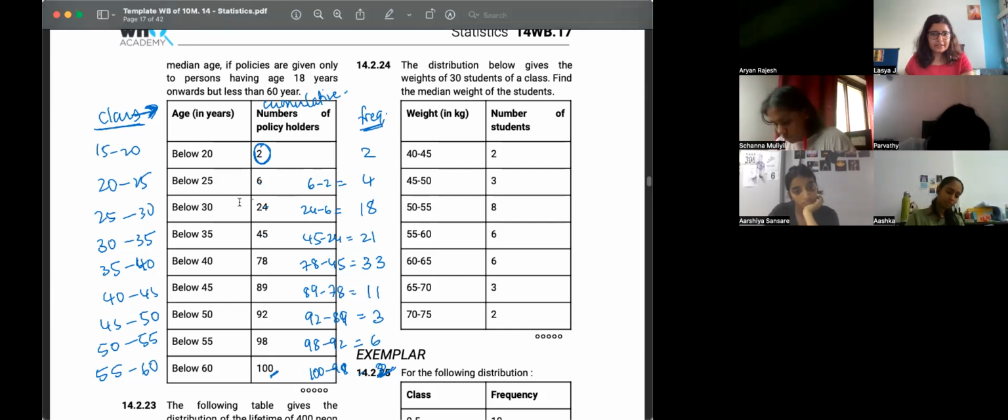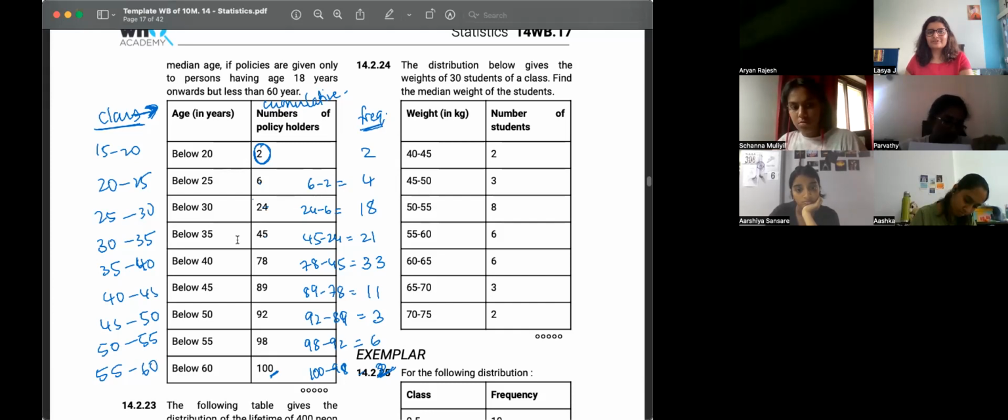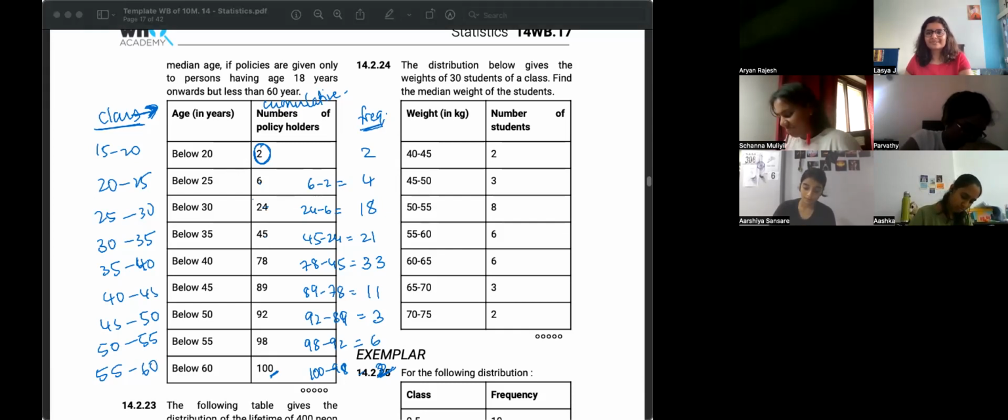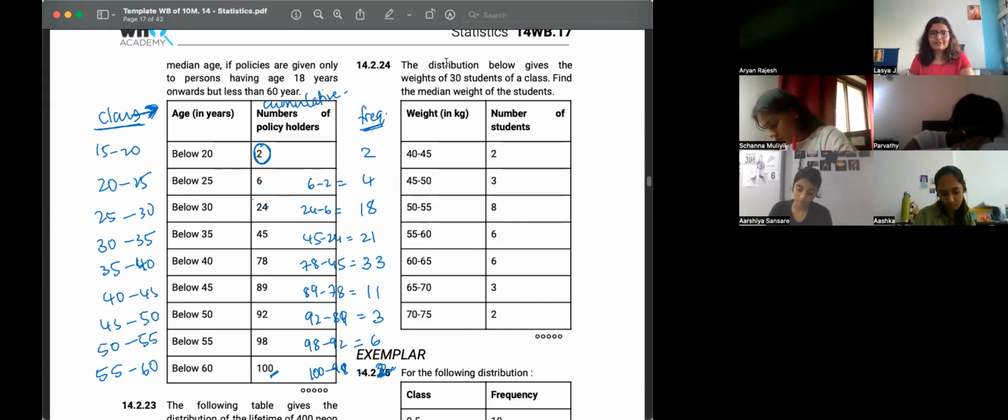So it's n by 2 minus CF. Shana, CF is cumulative frequency of the class preceding your median class. F you got it correct, L, H, everything else you got it correct, only the CF value. That's why they're given different now. CF matlab cumulative frequency, F matlab frequency.